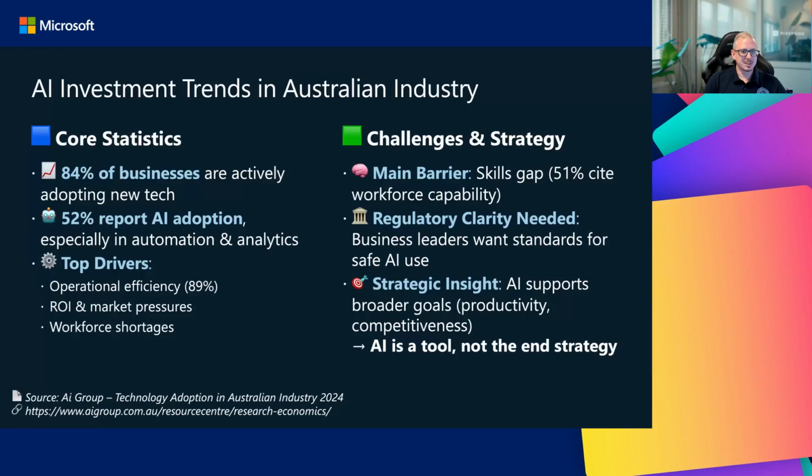Now, the core statistic is that despite the concerns, the vast majority of businesses are actively adopting new technology, and at least half of them are reporting that they are investing in AI adoption, including automation and analytics. So here, by automation and analytics, we are of course talking about having AI-enabled systems actually take action within a business or provide insights which business owners are able to act on.